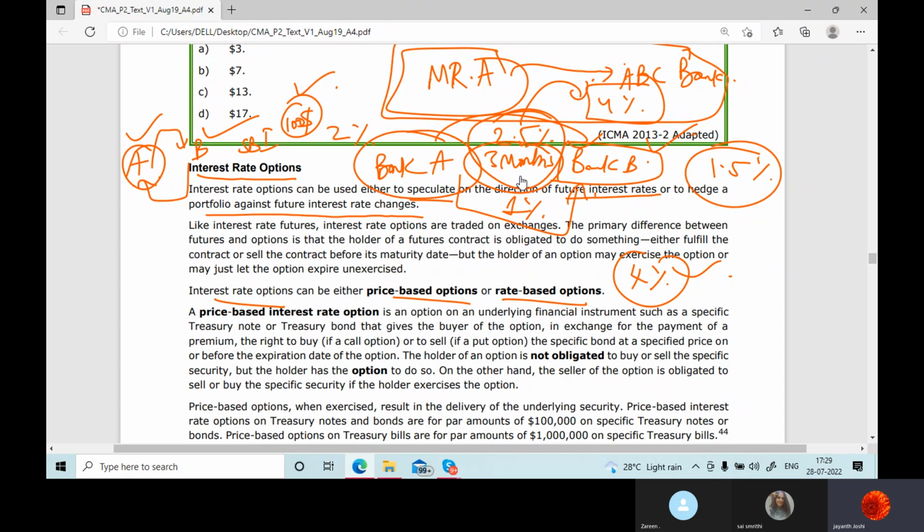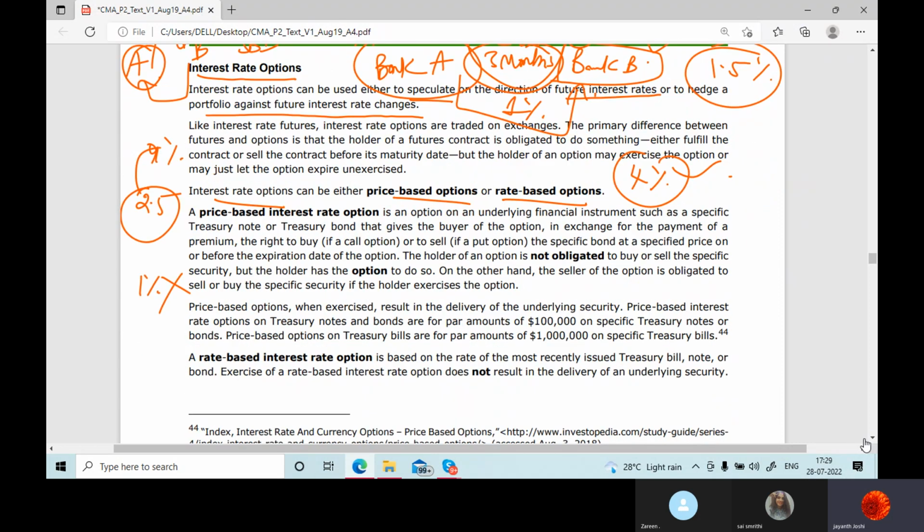In forward agreement, they have to take it. Why? Because that is an obligation for bank A. You understood? For 2.5%, the rate is fixed. If the rate goes to 4%, they can borrow at 2.5 and lend at 4. But if it goes to 1%, they'll let the option lapse. Why? Because it is unacceptable for anyone who is in an option contract to exercise the option if they're in losses. Okay. This was rate based. Now price based is simple.